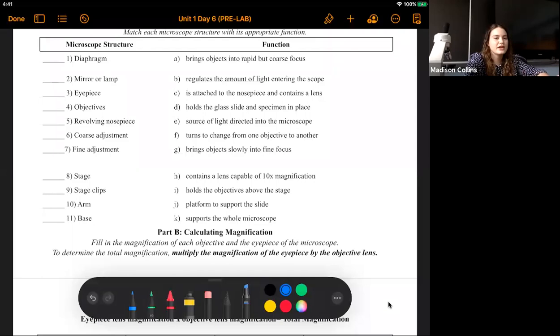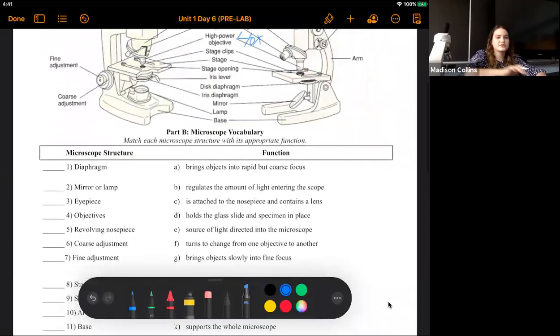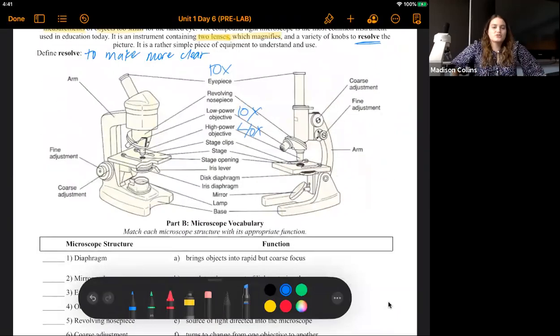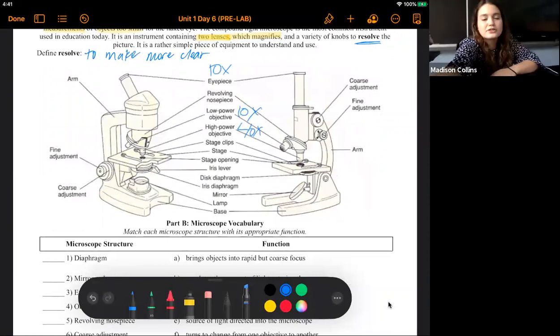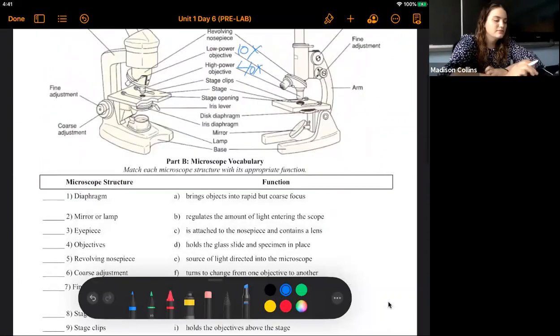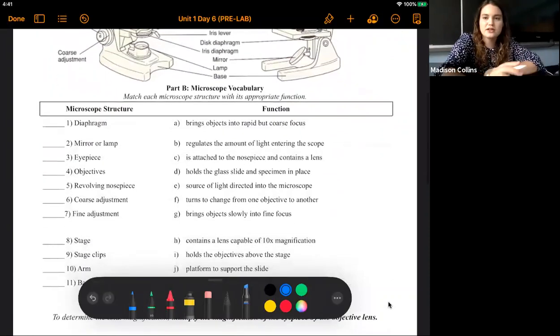All right, so now that we have covered all of these parts of the microscope, I want us to review what each of those parts do. So part B, microscope vocabulary. We've got the structures on the left, and we've got the functions on the right. This should be a review of everything I just covered.